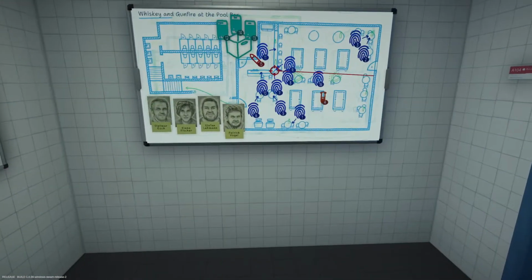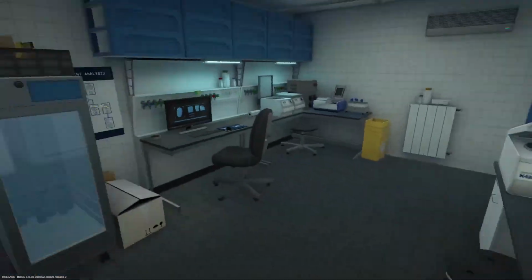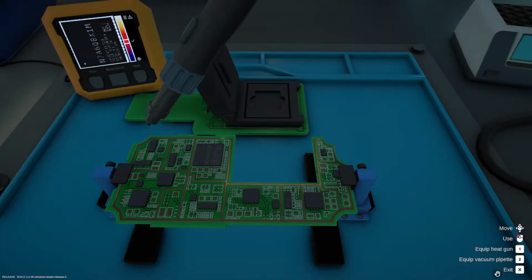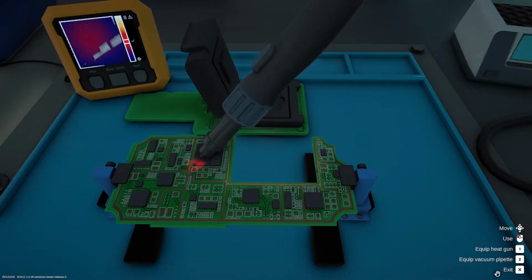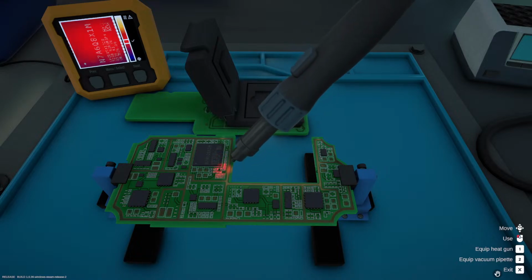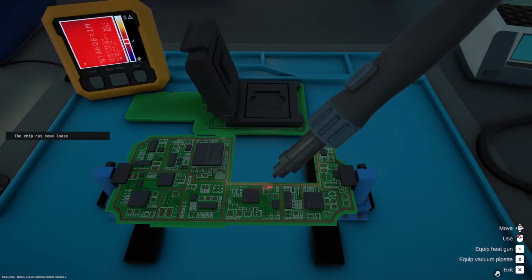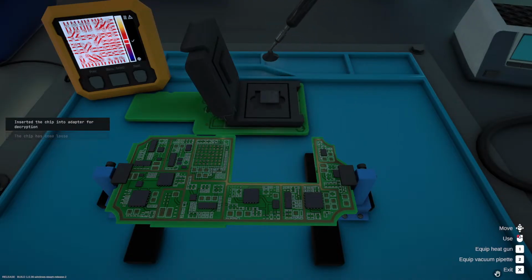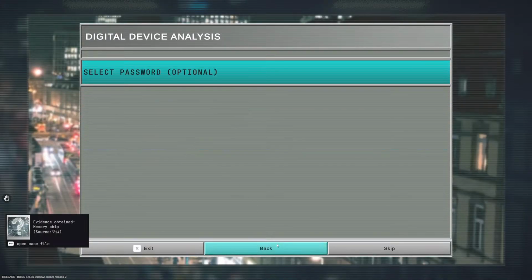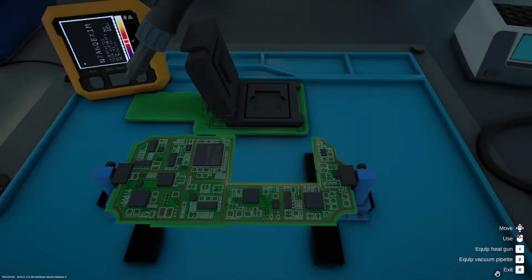Let's go work on the fingerprints. Actually, we got some phones, right? Let's check out the phones. We'll extract this. Look through it. See what we can get. Alright, there we go. We'll select that one. We have no password. We'll start decrypting. While we decrypt, we'll work on the next one.